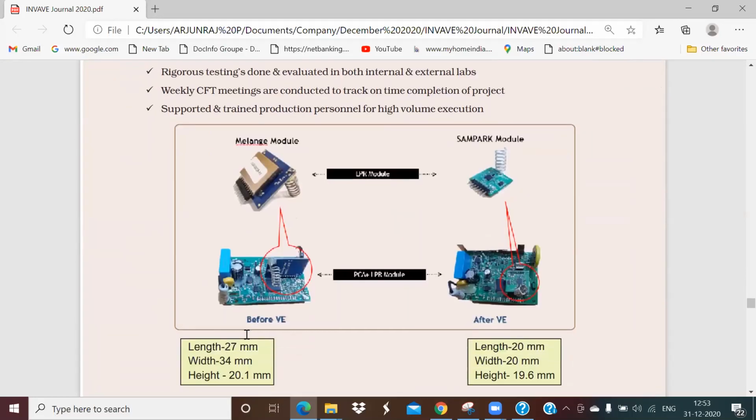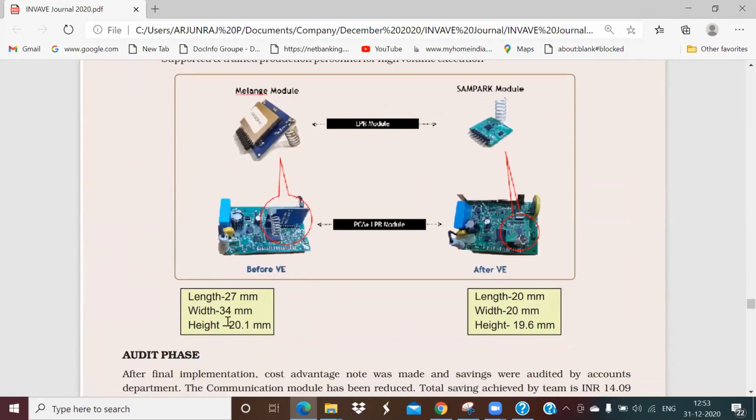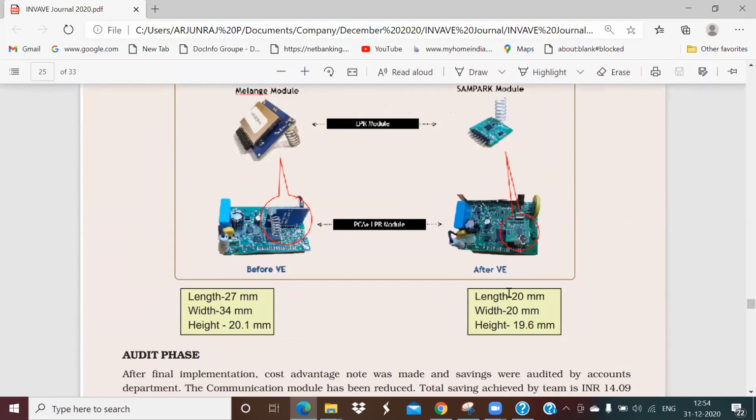Okay, this is before value engineering. The length is 27 mm, with this 34 and height is 20.1. This is the PCB basically. This is after value engineering, you see the optimization.